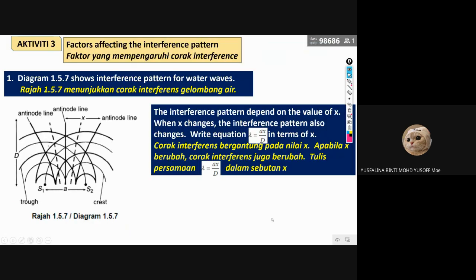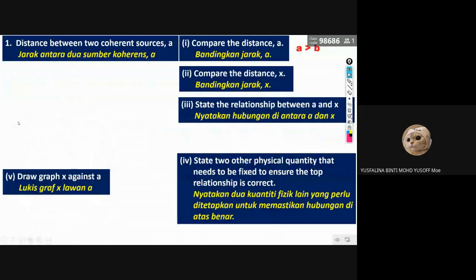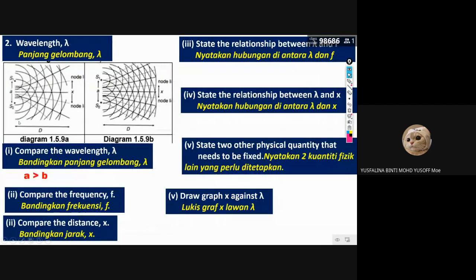Factors affecting the interference pattern. For this one you just need to use the formula. It depends on the wavelength, and also on the distance of the sources, a. And also D. D is actually the distance from the source to where you measure the x. So this is the formula. For this one, I just skip. This is just a question.